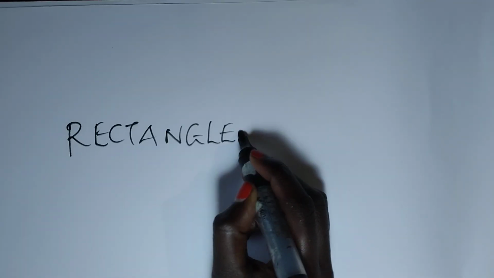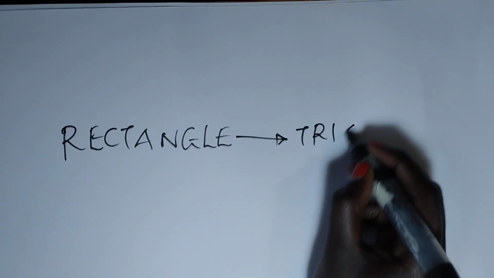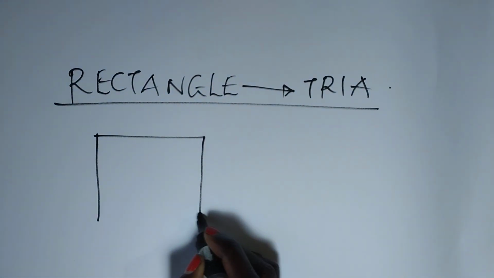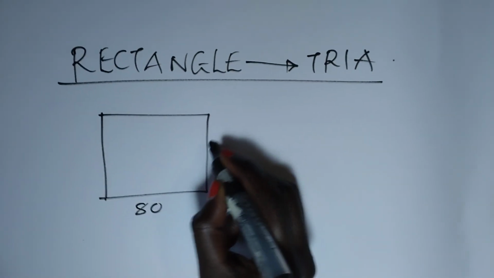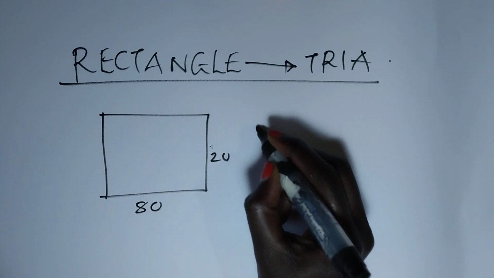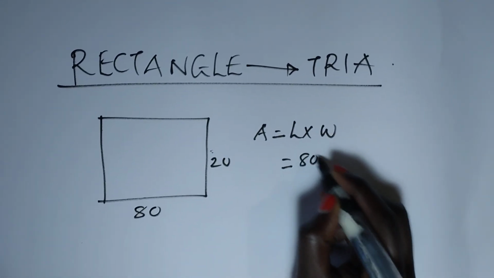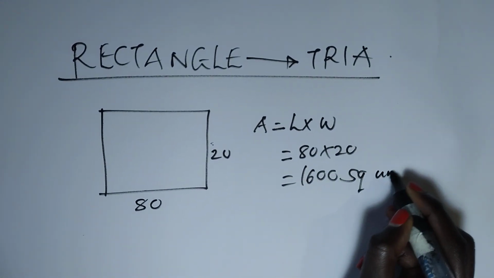So you can be given a rectangle to draw a triangle of the same area as the rectangle. So you can be having maybe your rectangle. Let's say here is maybe 80 and here maybe 20. We know that the area of a rectangle is length times width, which is 80 times 20, which is equal to 1,600 square units.